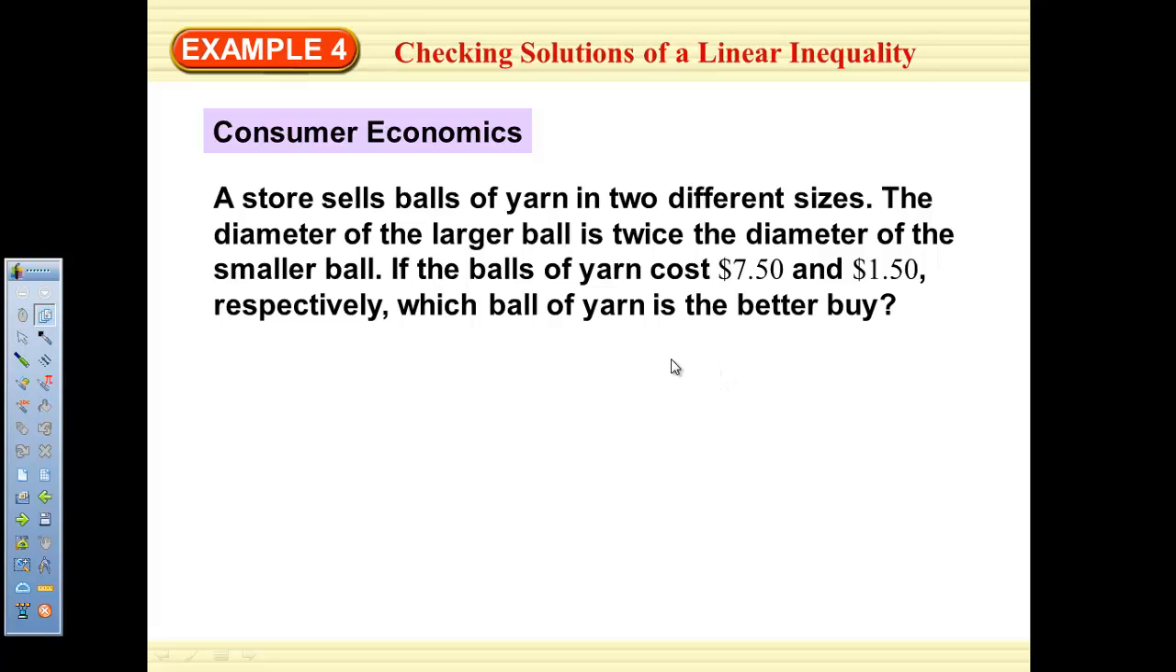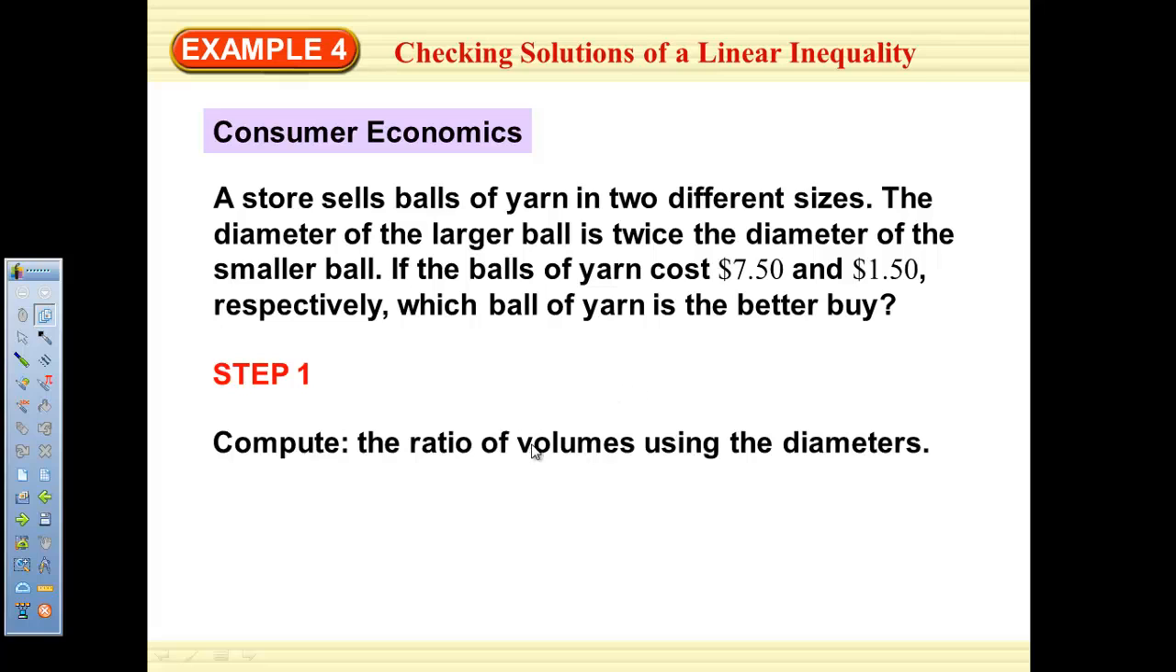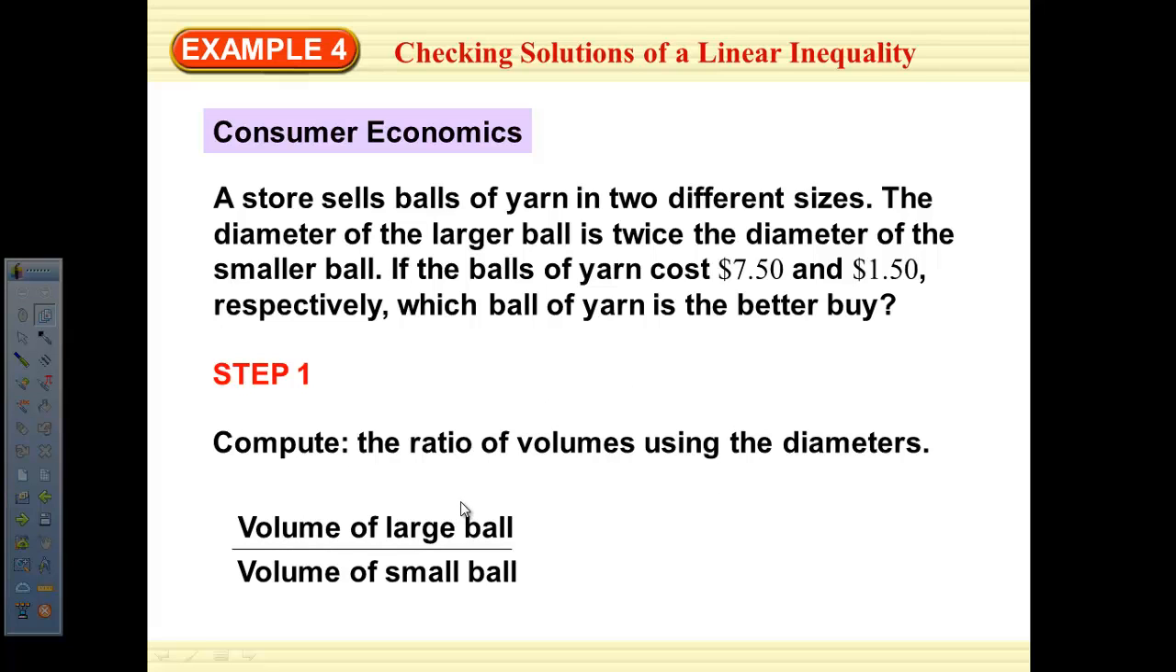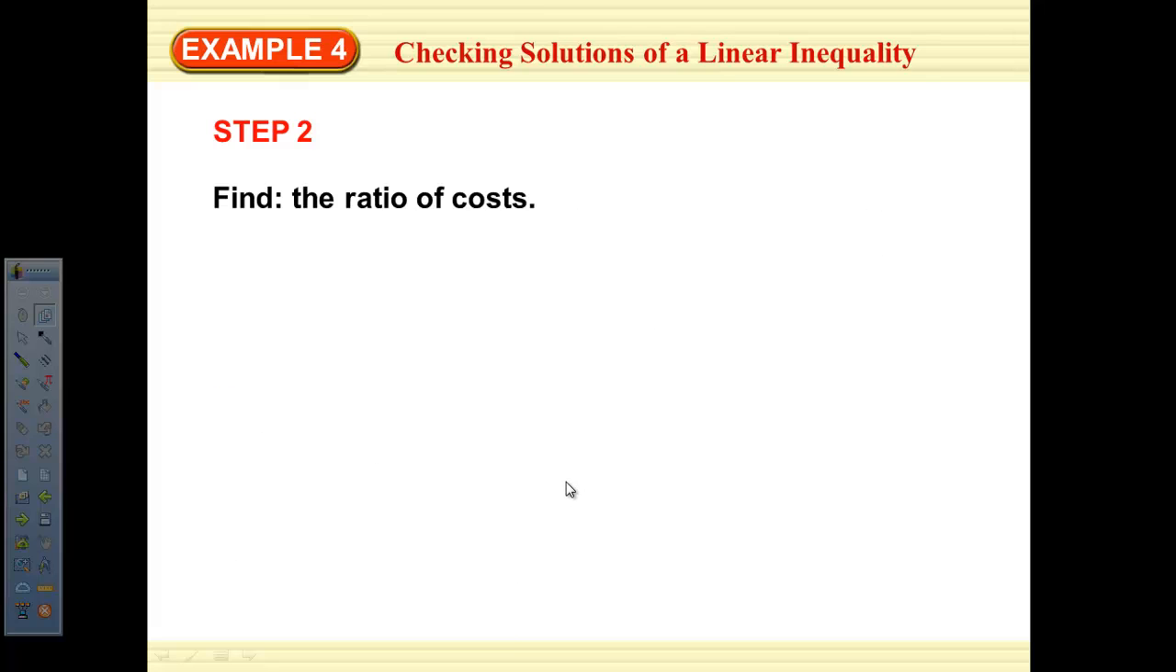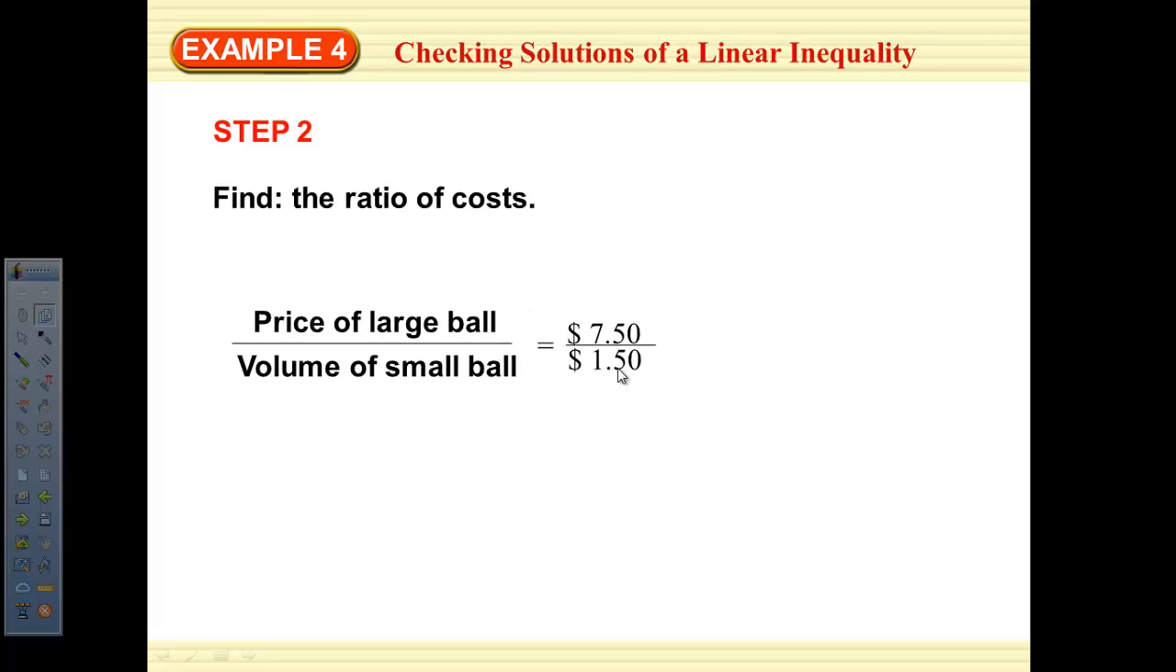They may have done it slightly different, but let's take a look at what they did. We'll go through it slowly. We want to compare the ratios using the diameters. And, oh, yeah, I could have done it that way too. Duh, that was an easier way. 8-to-1 is the ratio of the volumes. So the ratio of the costs would be 750 to 150, which ends up being 5-to-1.